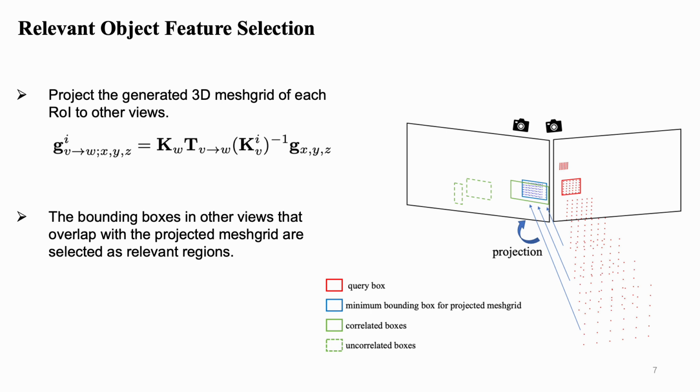We project the generated 3D mesh grid of each ROI to other views. And the bounding boxes in other views that overlap with the projected mesh grid are selected as relevant regions.